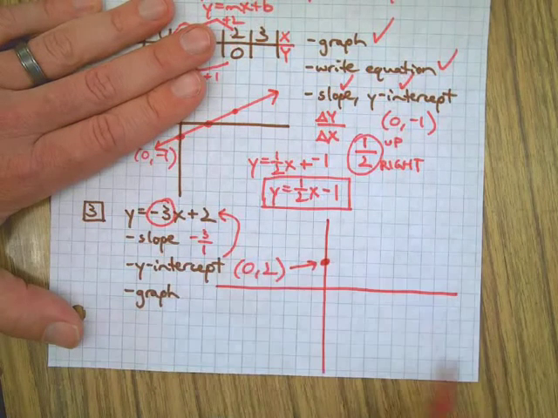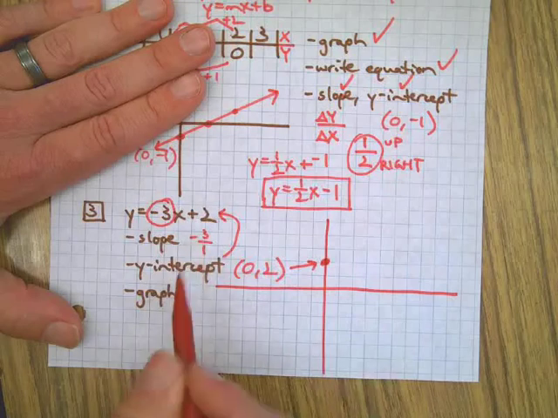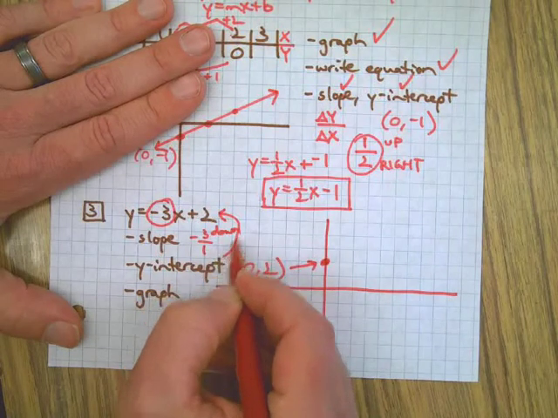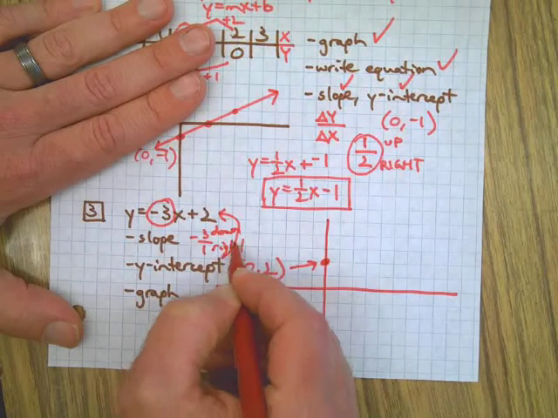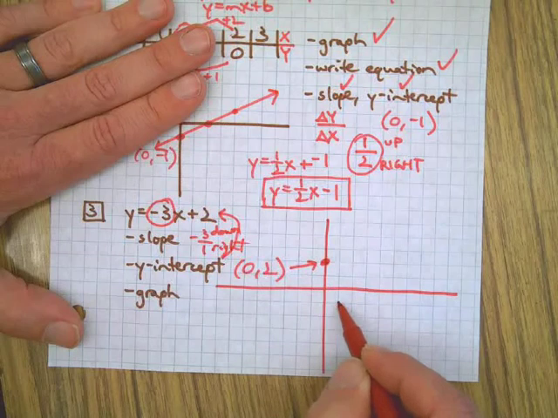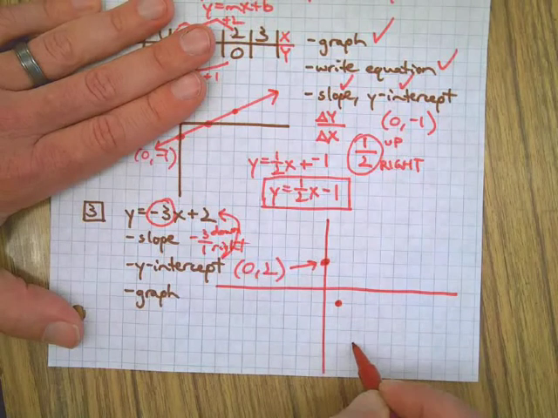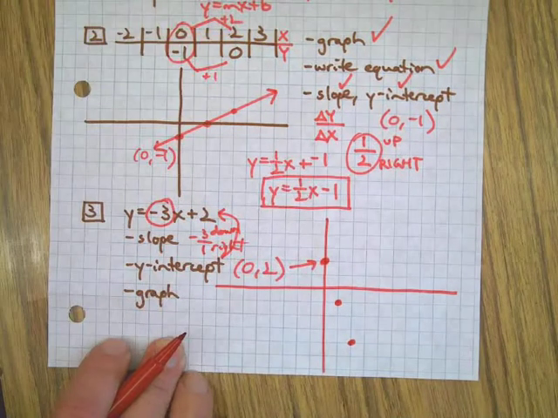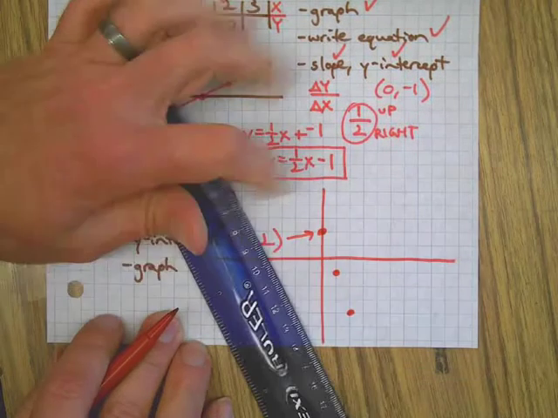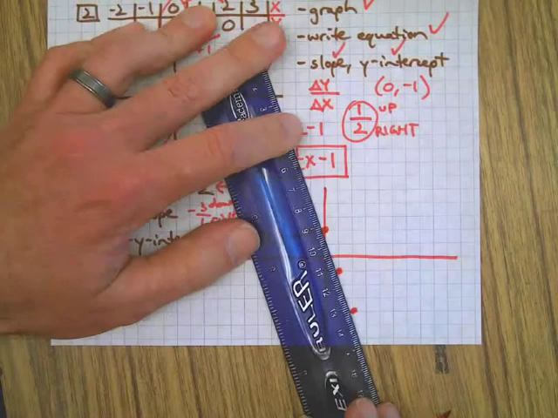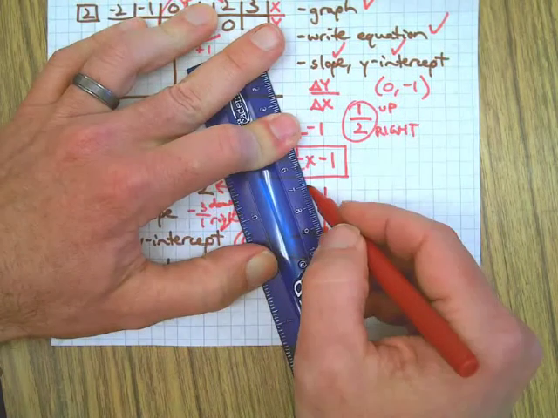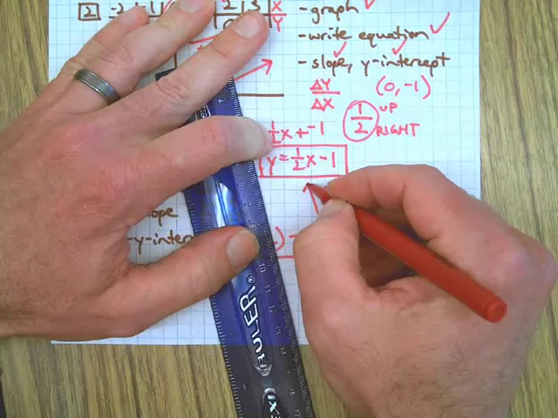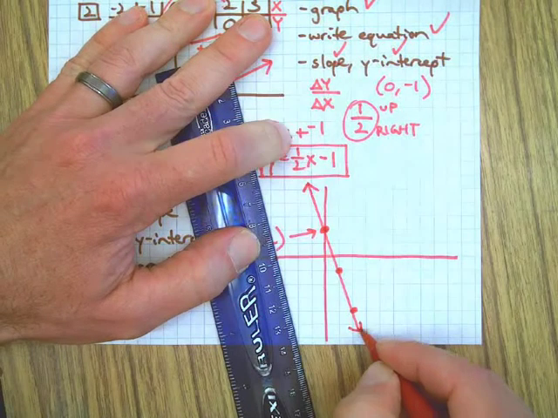Goes there. Slope is down 3 and right 1. 1, 2, 3, 1. Down, down, down, right. Okay. There it is.